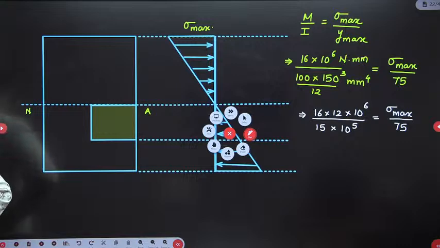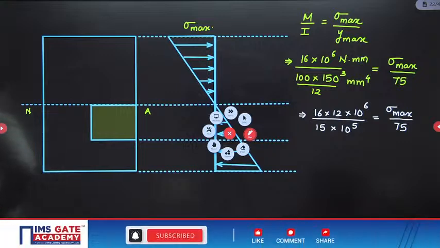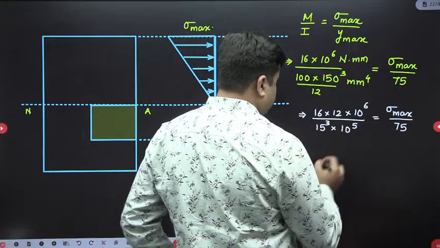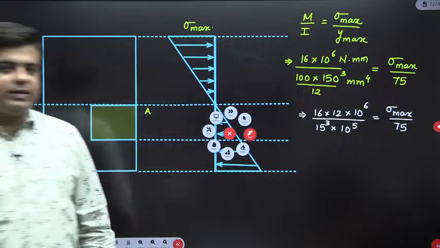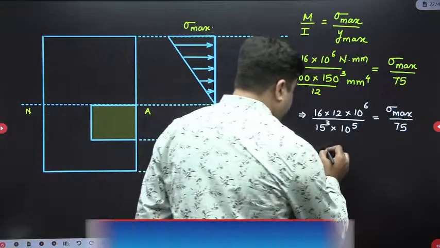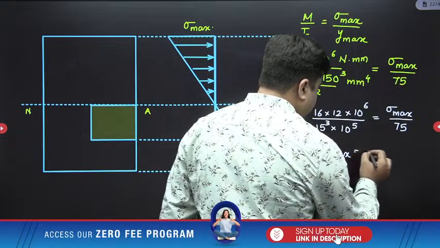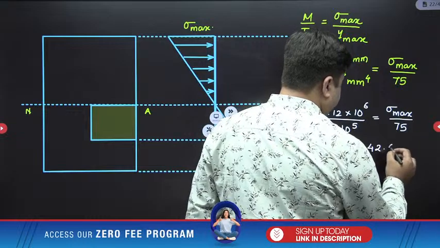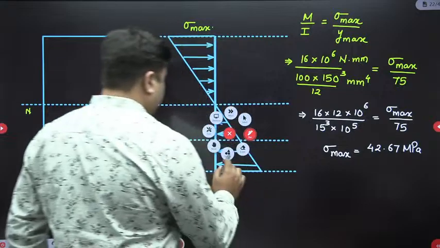Fifteen cube it is. This is 15 cube. So this is how much? 42.67 megapascal. So sigma max is 42.67 megapascal. That is the value of sigma max.